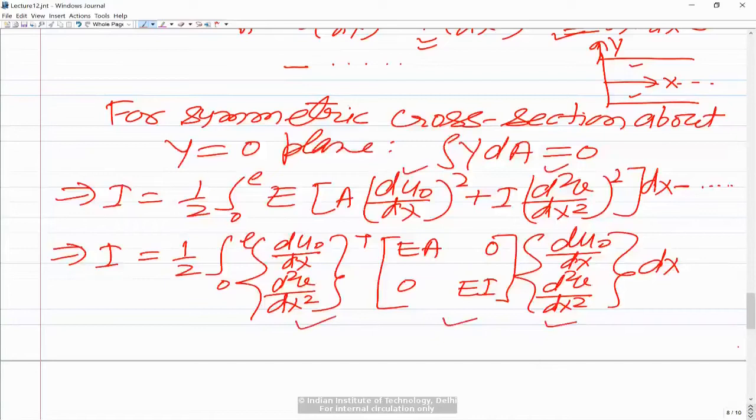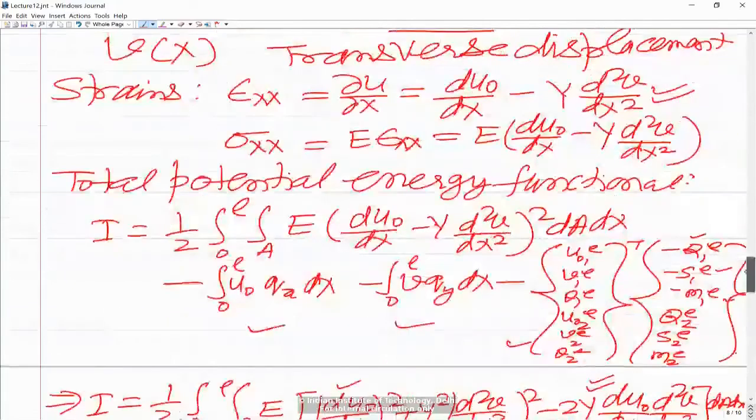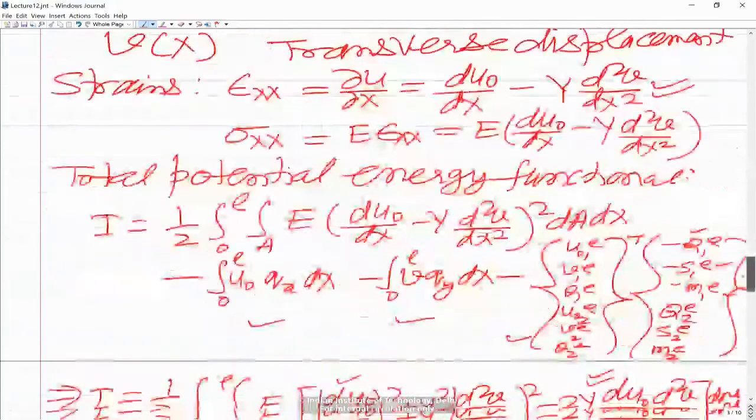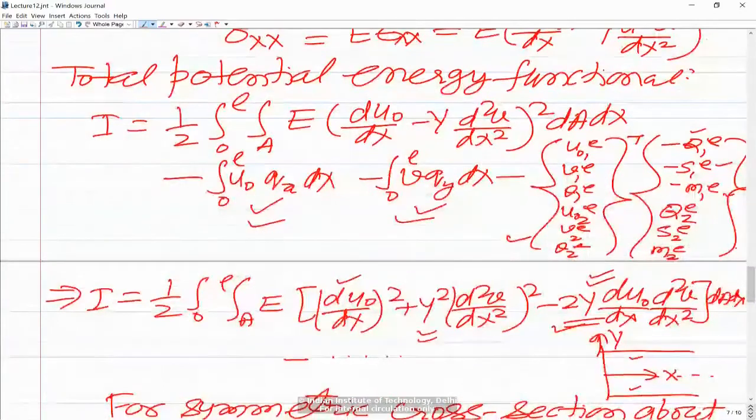Only thing is now this is a 2 by 2 matrix, and this vector is a 2 by 1 vector, and its transpose would become 1 by 2. So ultimately the whole thing is a scalar quantity. And then also I want to write these two terms of the potential energy, we can combine them together. Now this term and this term, combine them together.